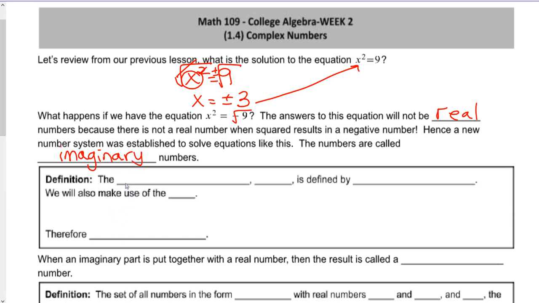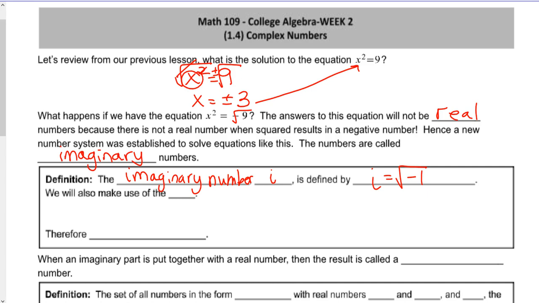Okay, so the imaginary number, and we're going to represent that by a lowercase i, is defined to be the square root of negative 1. And so, because we needed to figure out how we solved equations like that and represent it by something, they created the imaginaries, and they're letting i equal the square root of negative 1.